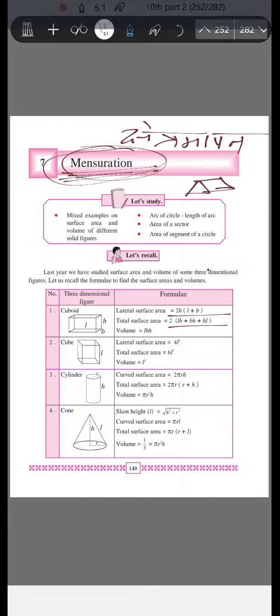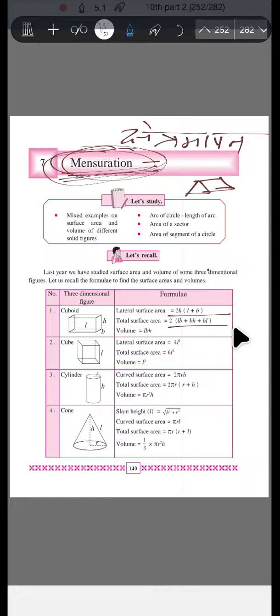Now you won't have a problem with visualization. When we talk about any particular formula, at that time you will have a clear-cut vision. What is mensuration? Simply, if you are trying to find out the area or the volume of any particular shape, then it's called mensuration.